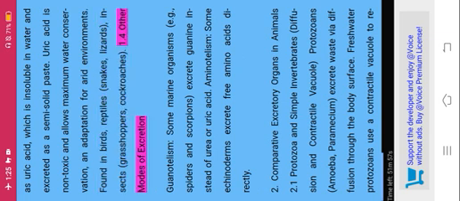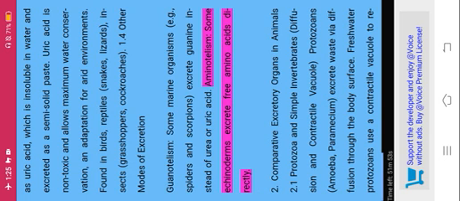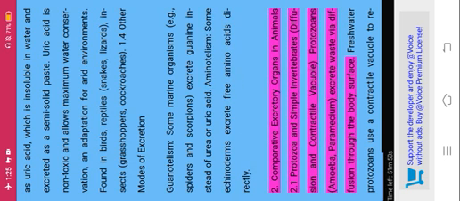1.4 Other modes of excretion. Guanotelism. Some organisms, e.g., spiders and scorpions, excrete guanine instead of urea or uric acid. Aminotelism. Some echinoderms excrete free amino acids directly. 2. Comparative excretory organs in animals.